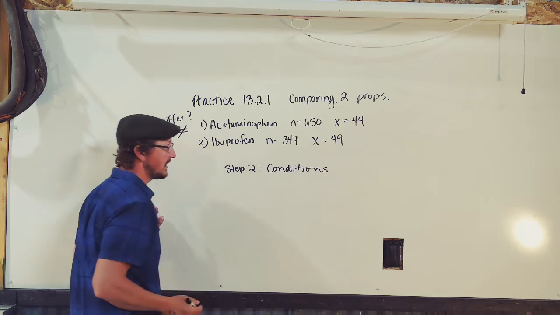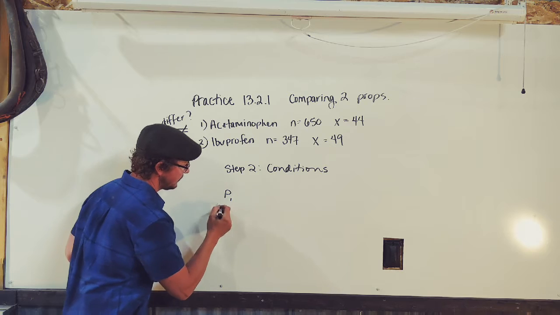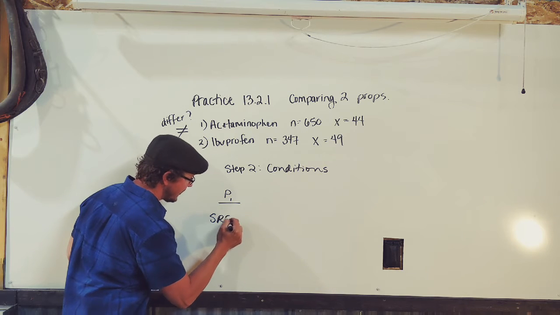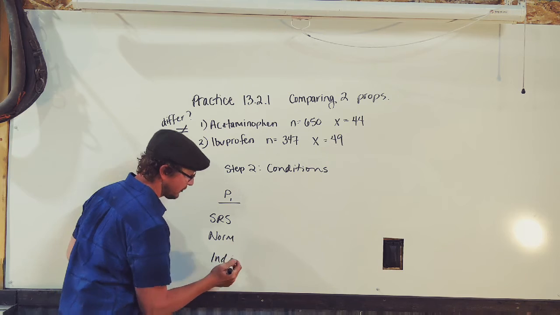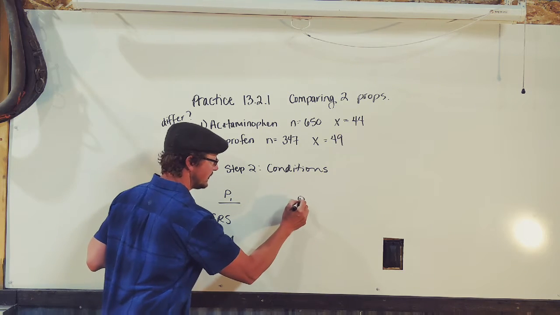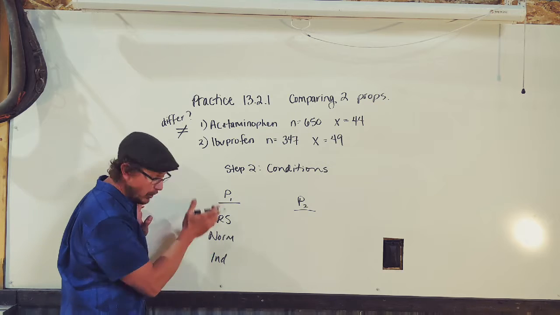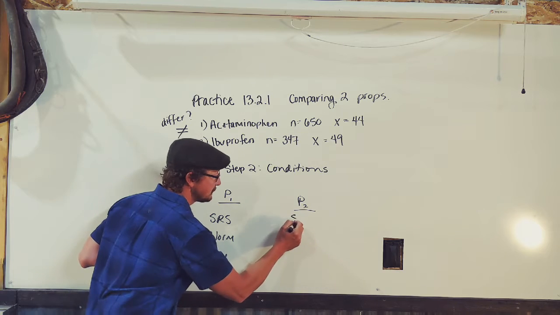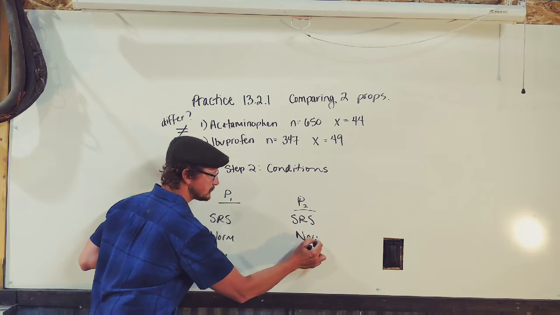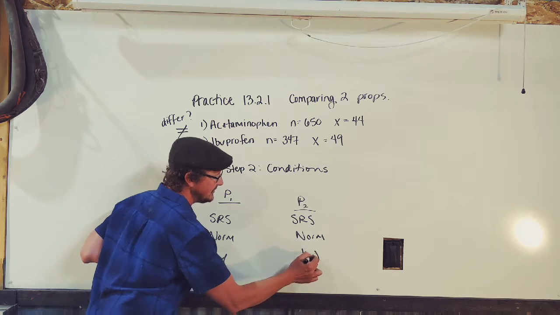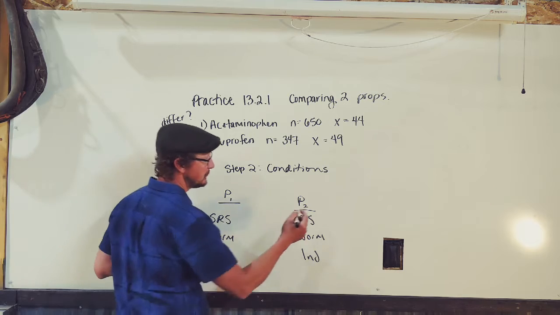Conditions. Before we get started, because I am going to have to talk about my simple random sample, my normality, and independence for both of these, for both P1 and P2, I have to show that both sets satisfy the conditions for a z-test. But I need to do a little bit of side math first.